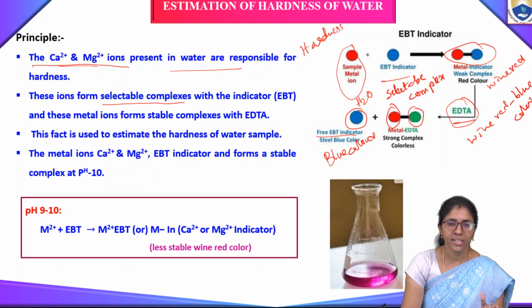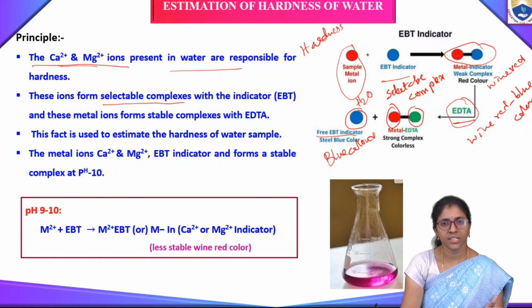So when we add EBT indicator to the hard water solution, we get wine red color. After titration with EDTA as a titrant, we get wine red to blue color. That is the indication of the end point of this complexometric titration.